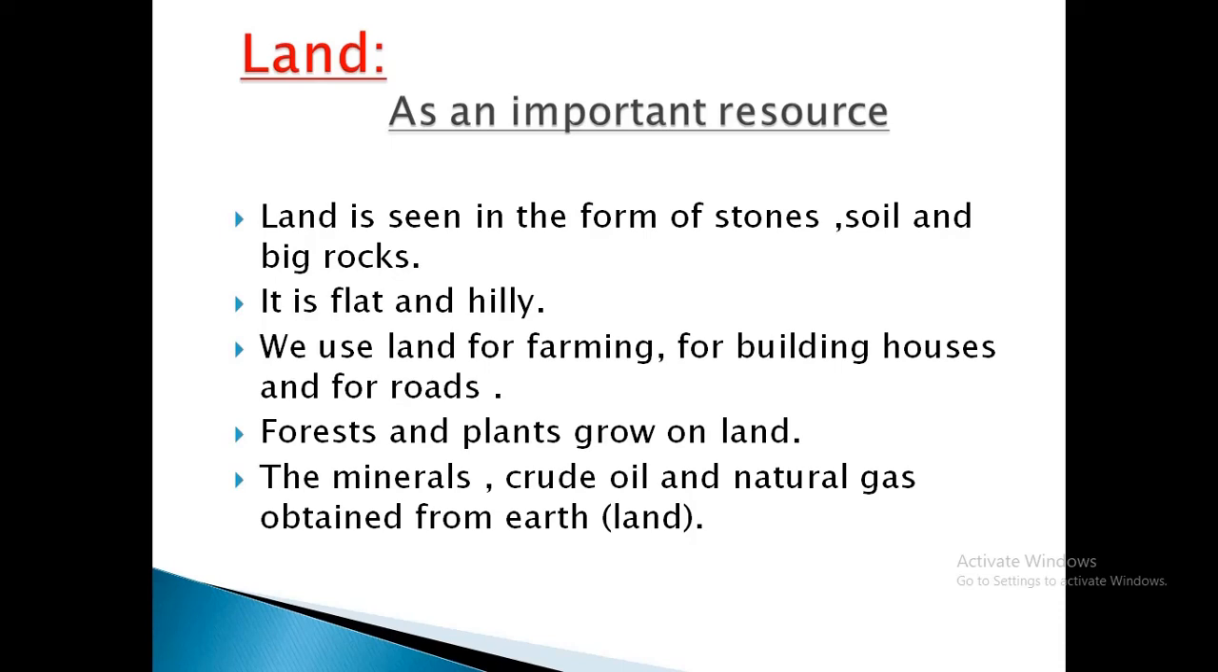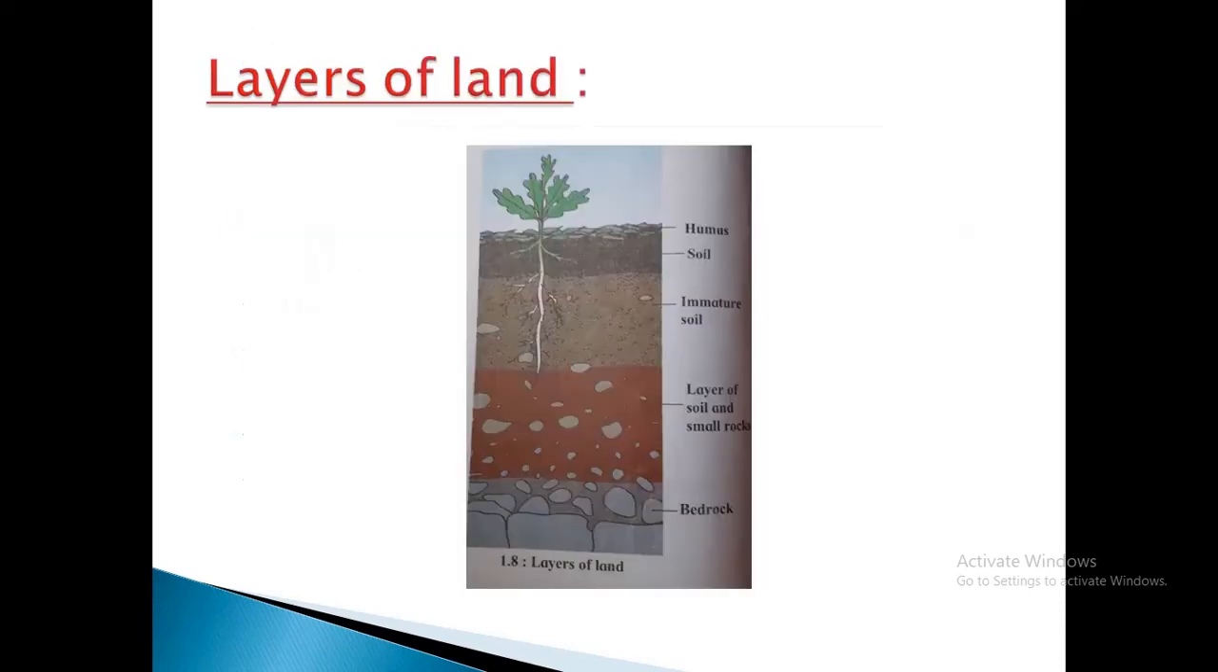Land is seen in the form of stones, soils, and big rocks. It is flat and hilly somewhere. We use land for farming, for building houses, and for roads. Forests and plants grow on this land. The minerals, crude oil, and natural gas are obtained from the earth or land.